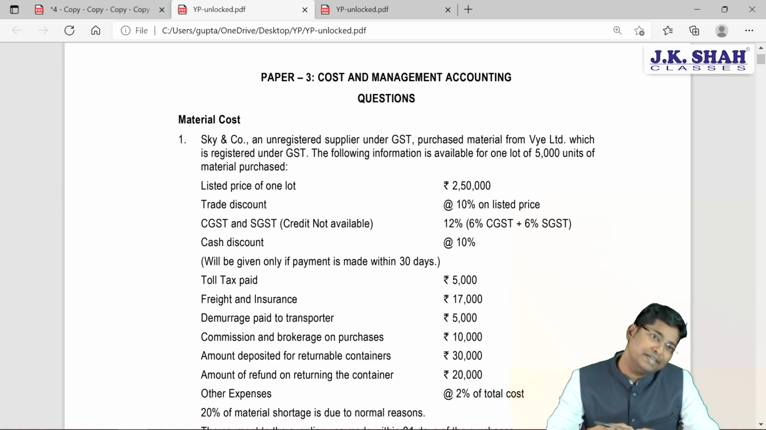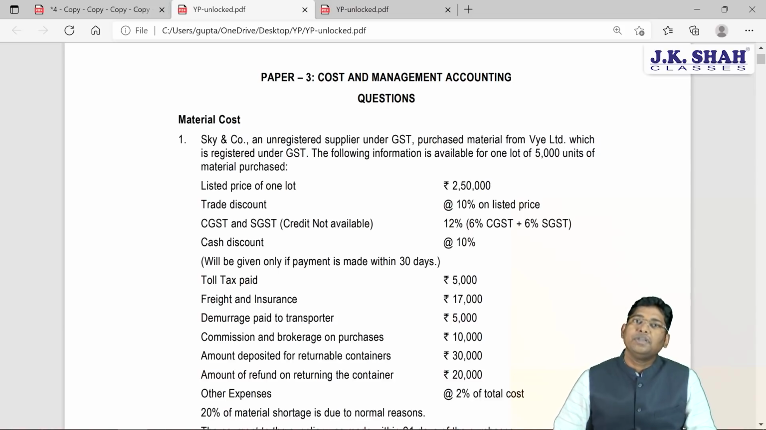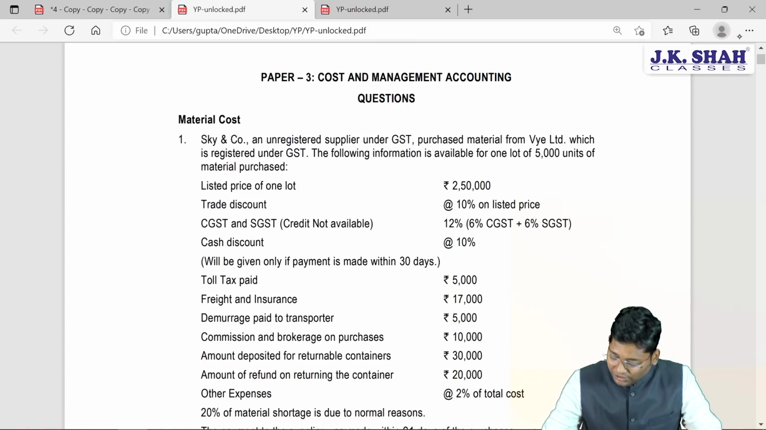classes. So let's start with the very first question, which is related to the material cost chapter of your syllabus of cost and management accounting. Let's start with discussing question number 1. Question number 1 is from material cost, which says Sky and Company, an unregistered supplier under GST.